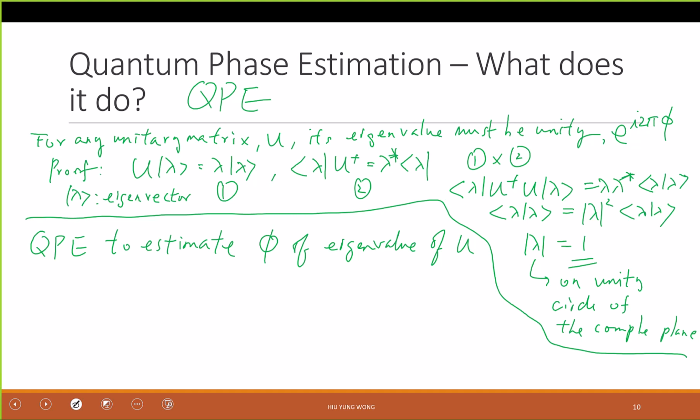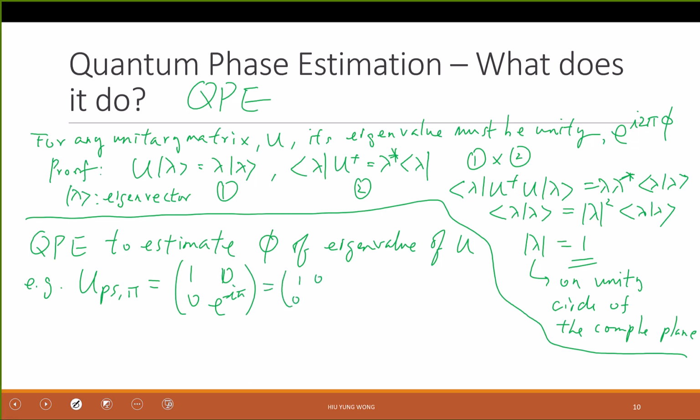Okay, let's take an example. For example, I have this gate, phase shift gate pi. What is that? It is the matrix with 1, 0, 0, and e to the power i pi, which is minus 1. And it happens that which gate is this? Which gate that we are very familiar with? 1, 0, 0, minus 1. Z gate. Yeah? It turns out this is the Z gate, right?